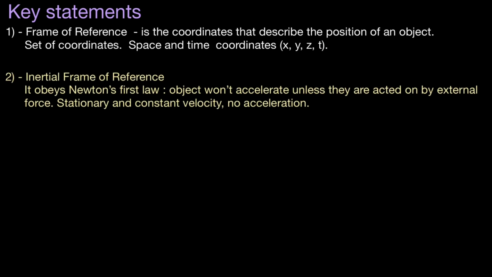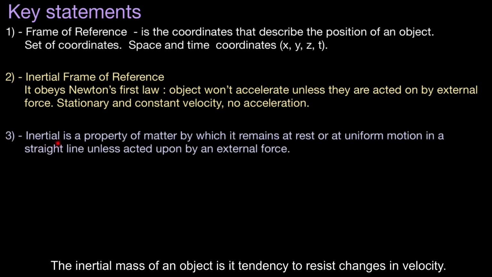Number 2. The inertial frame of reference obeys Newton's first law. Objects won't accelerate unless they are acted on by an external force. Stationary or constant velocity, or constant motion, means no acceleration. 3. Inertia is a property of matter by which it remains at rest or in uniform motion in a straight line unless acted upon by an external force.